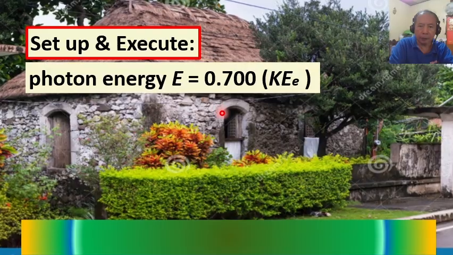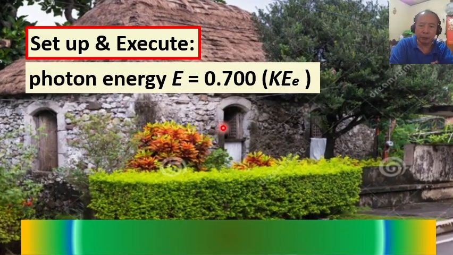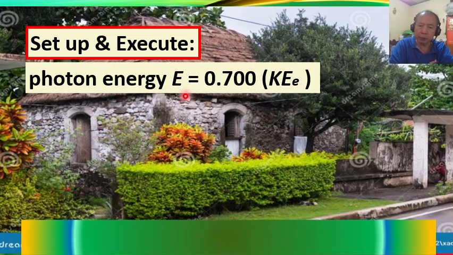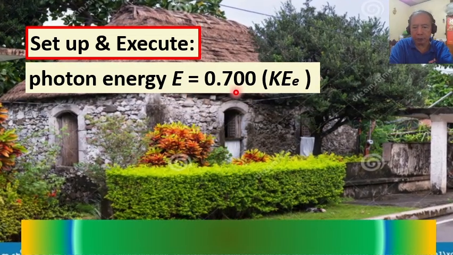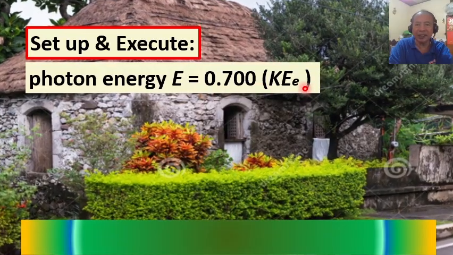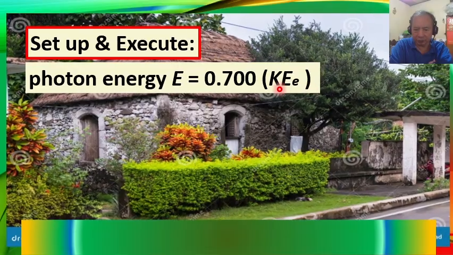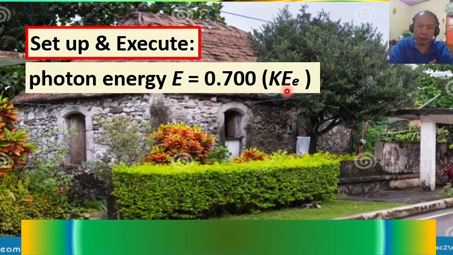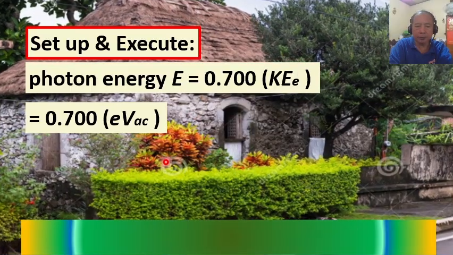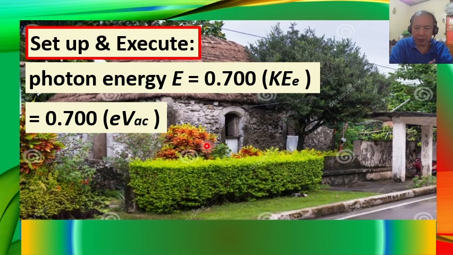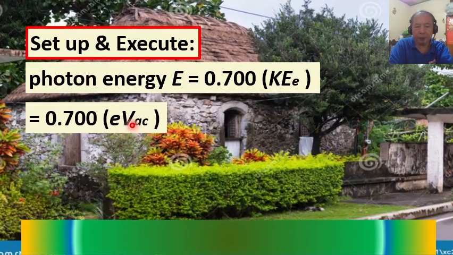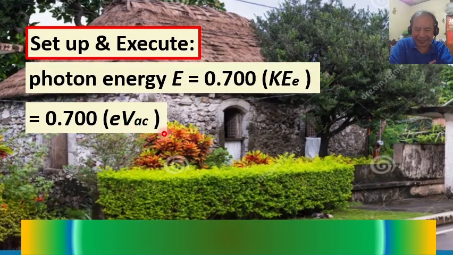Before we calculate the corresponding minimum wavelength of the emitted photon, let us first determine the photon energy, denoted by capital E. So according to the problem, the photon energy, capital E, is equal to 70% of the kinetic energy of the accelerated electron, or 0.700 times the amount of the kinetic energy of the electron, which in our previous notations, is represented by the product of the charge of an electron, e, multiplied by the accelerating voltage, capital V of AC.